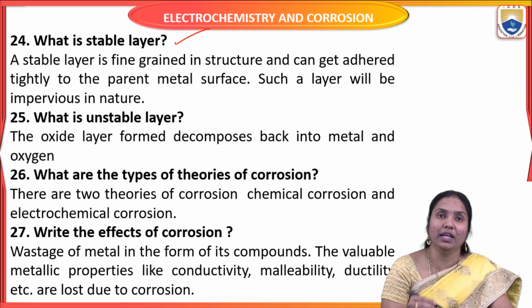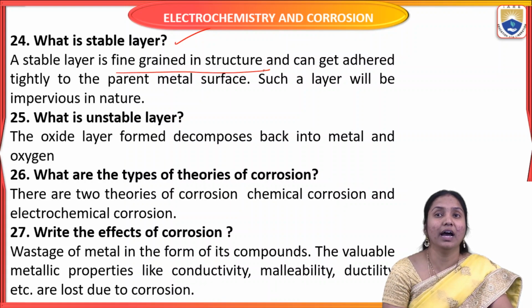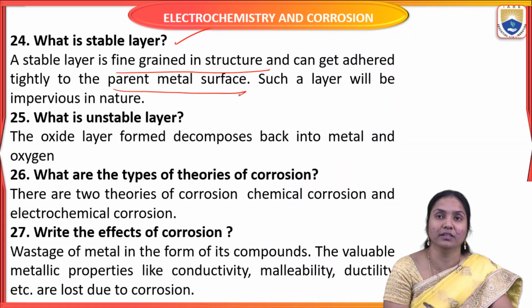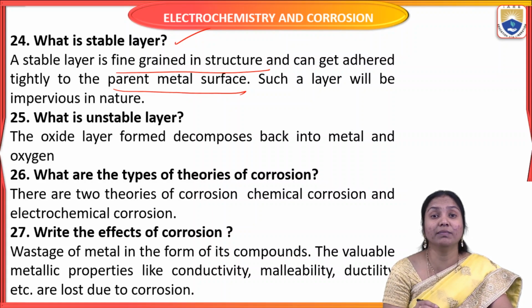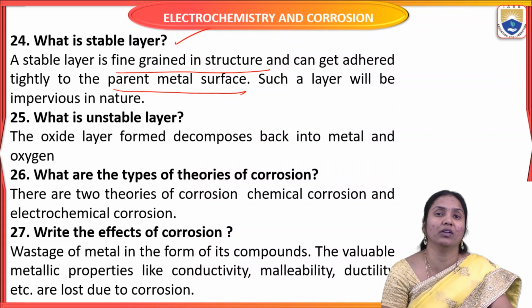And what is a stable layer? A stable layer is fine grained in structure and adheres tightly to the parent metal surface. Such a layer will be impervious in nature, that means it protects the metal surface. So when the metal interacts with oxygen, it forms a metal oxide layer. If this layer is stable, it completely covers the metal surface, and in this case the metal oxide layer acts as a protective layer.